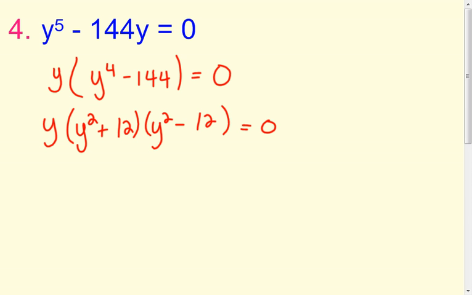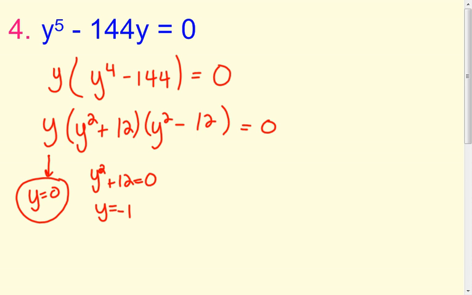Okay, so here you will have y equals 0. There's an answer. Here you'll have y squared. I think I can skip this step for you, but I'll show it. y squared plus 12 equals 0. So of course y squared equals negative 12. And then y would be plus or minus, don't forget your plus or minus, the square root of negative 12.